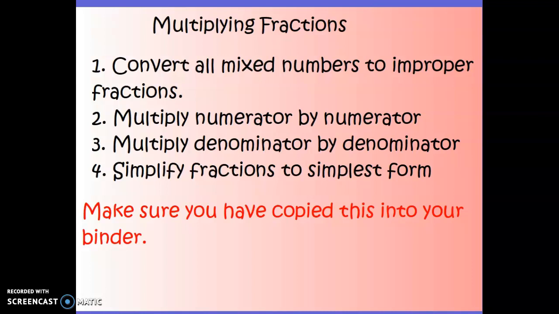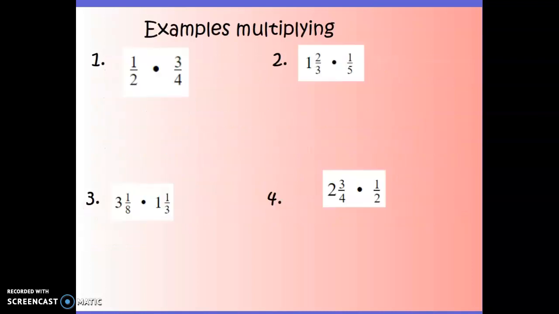Okay, so let's go through some example problems together. Question number 1, we have 1/2 times 3/4. There's not any mixed numbers, so I can just multiply numerator times numerator. 1 times 3 is 3. Then I do denominator times denominator. 2 times 4 is 8. 3/8 is already in simplest form, so I am finished with this example.